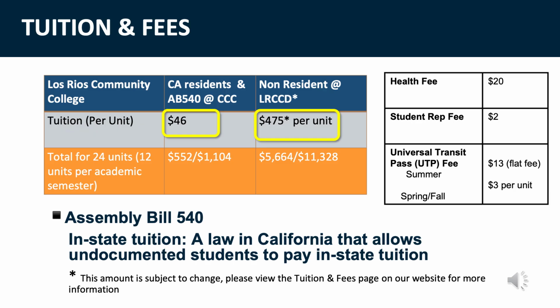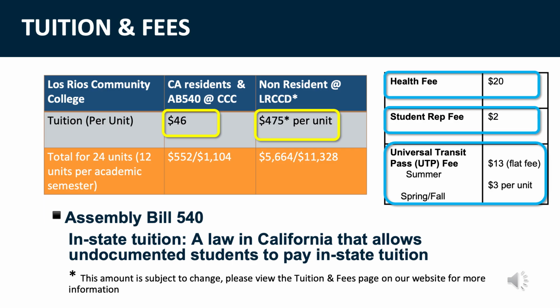Please also be aware that there are fees that the Promise programs do not cover. This includes a $20 health fee, a $2 student representation fee, and a universal transit pass fee, which is a flat fee of $13 during the summer and $3 per unit in fall or spring. You are responsible for paying these fees even if you receive a tuition waiver.